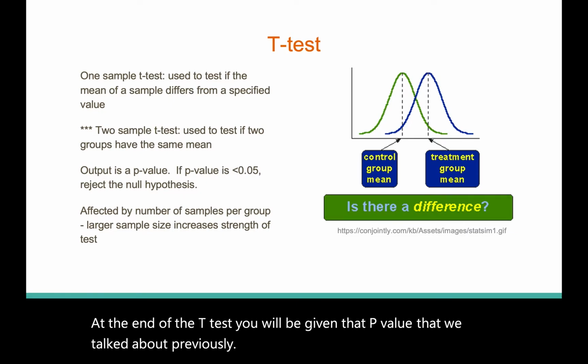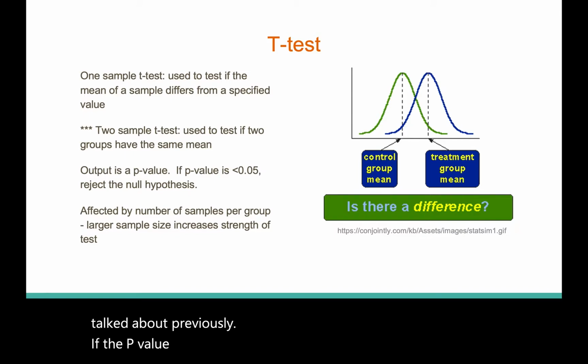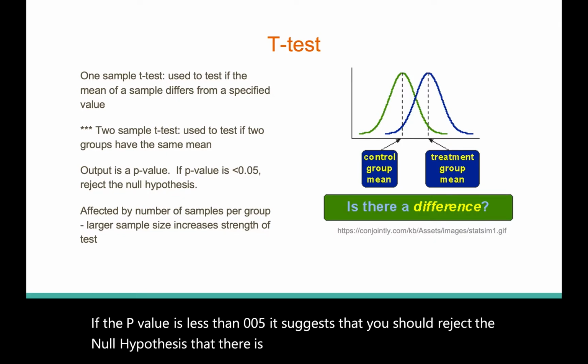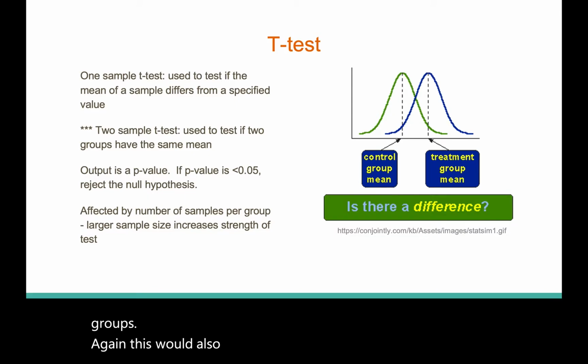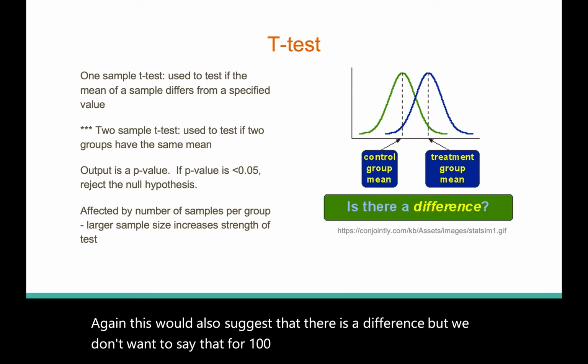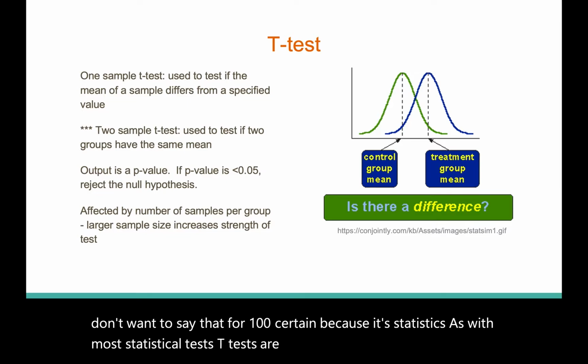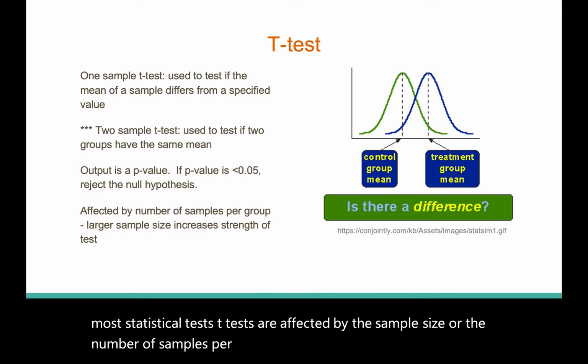If the p-value is less than 0.05, it suggests that you should reject the null hypothesis, that there is no difference between the two groups. Again, this would also suggest that there is a difference, but we don't want to say that for 100% certain because it's statistics. As with most statistical tests, t-tests are affected by the sample size, or the number of samples per group. Experiments with larger sample sizes increase the strength of the test.